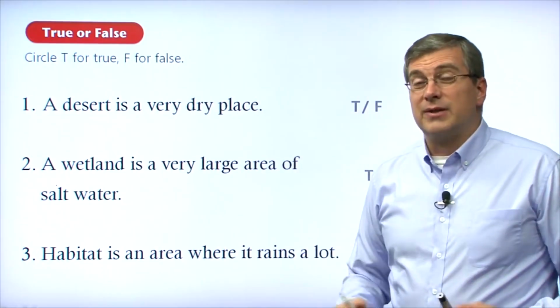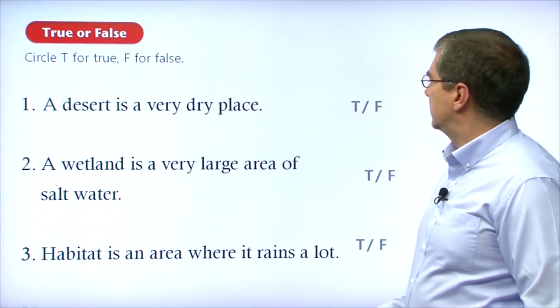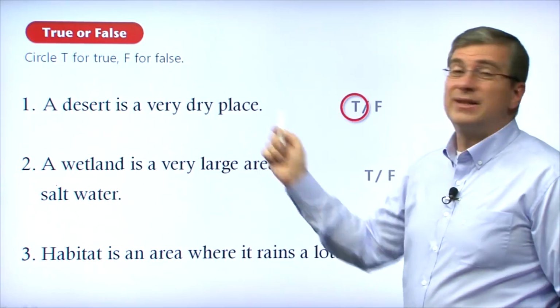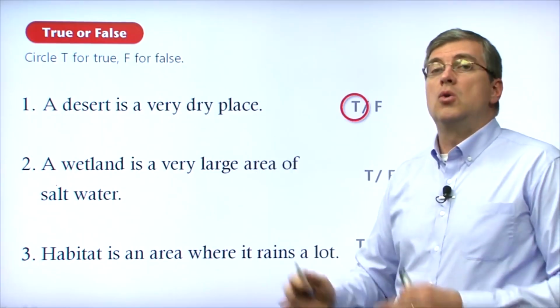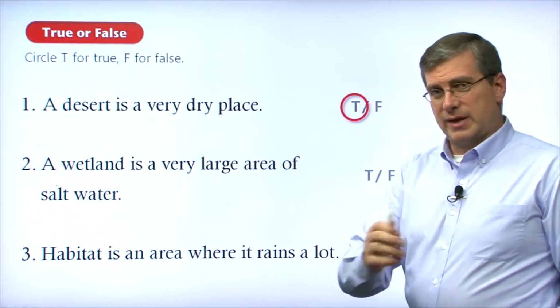A desert is a very dry place. True or false? That's pretty easy. Of course, it's true. A desert is a very dry place. Little or no rain. Hardly any water in the desert. We just saw a picture of the desert with the snake.